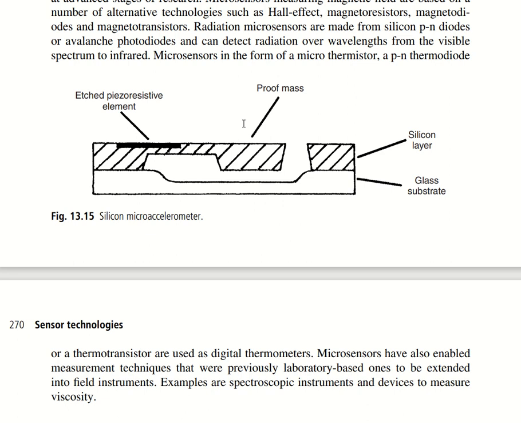They have also enabled measurement techniques that were previously considered laboratory based to be extended into the field of instruments, right? Examples are spectroscopic instrumentation and devices to measure viscosity as well.